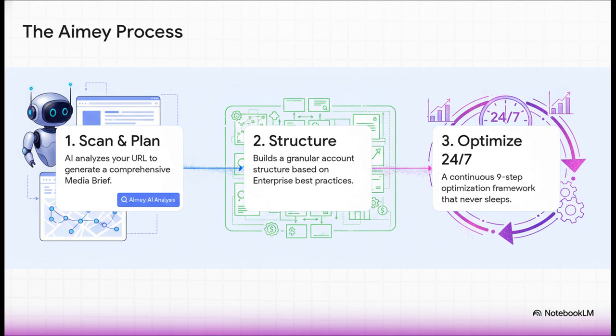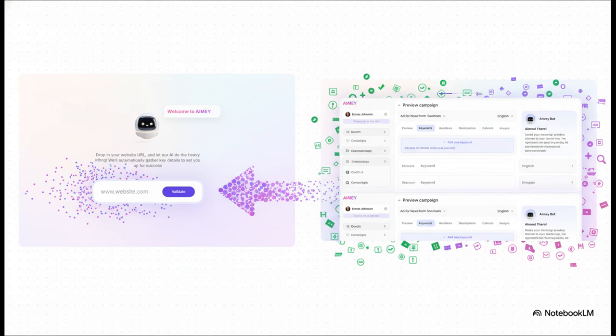First, it scans your website to really understand what your business is all about. Then, it uses that knowledge to structure a perfect campaign strategy. And finally, it kicks off a continuous optimization cycle that runs 24/7, so you don't have to. And it all starts with this one simple action. You just paste in your website's URL.